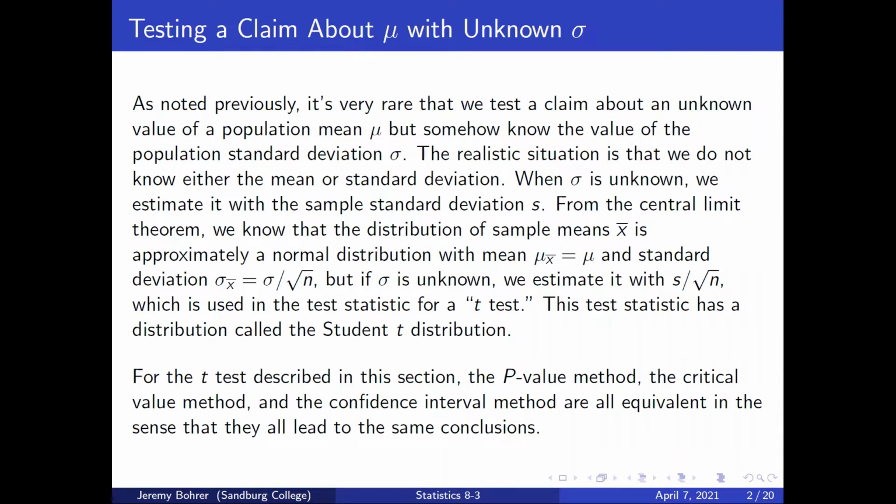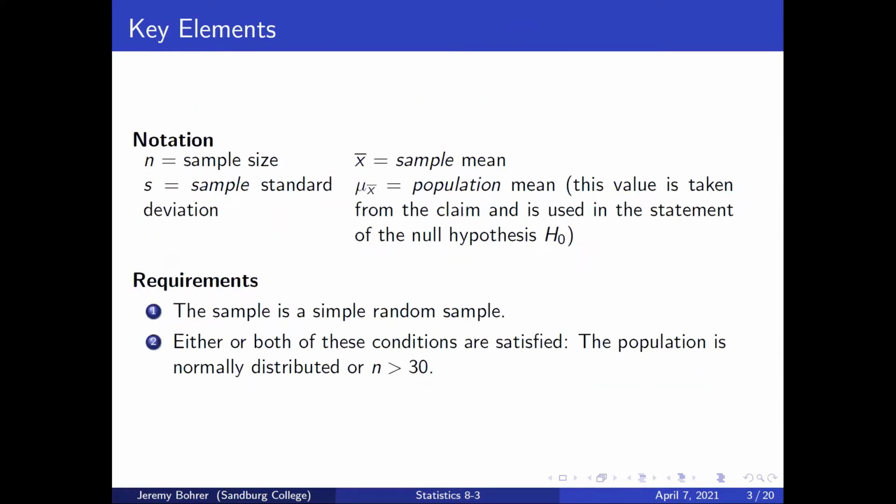From the central limit theorem, we know that the distribution of sample means x bar is approximately a normal distribution with mean mu sub x bar equals mu and standard deviation sigma sub x bar equals sigma divided by the square root of n. But if sigma is unknown, we estimate it with s divided by the square root of n, which is used in the test statistic for a t-test. This test statistic has a distribution called the student t-distribution. For the t-test described in this section, the p-value method, the critical value method, and the confidence interval method are all equivalent in the sense that they all lead to the same conclusions.